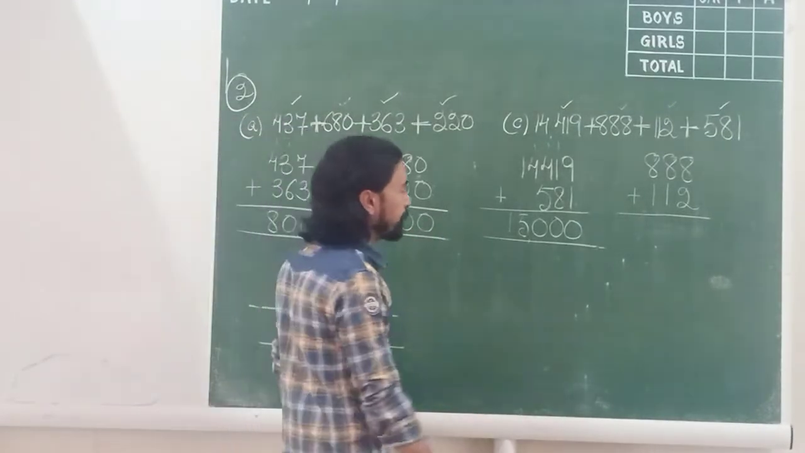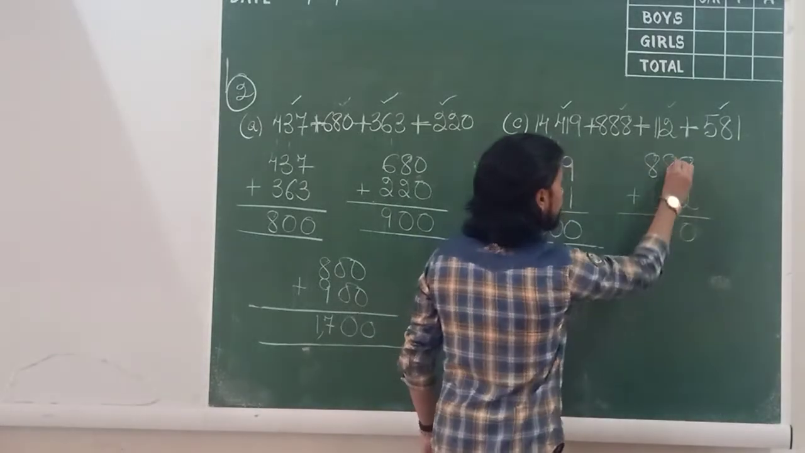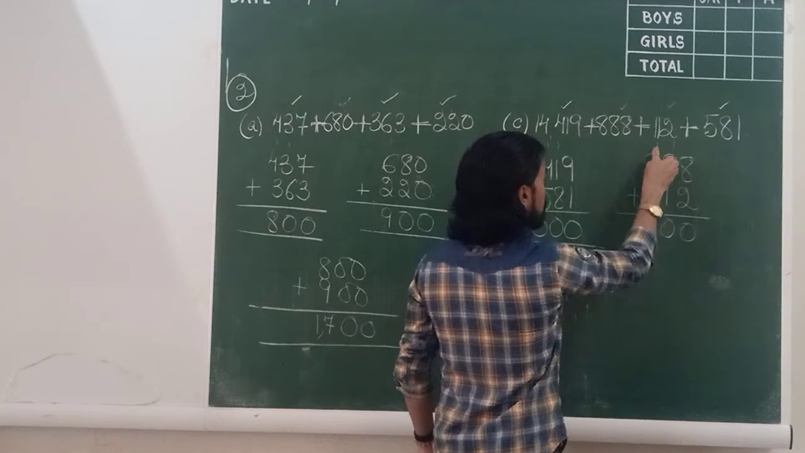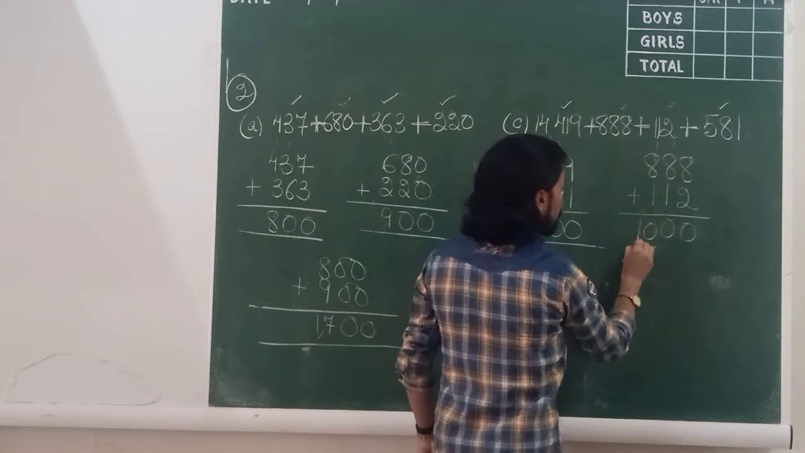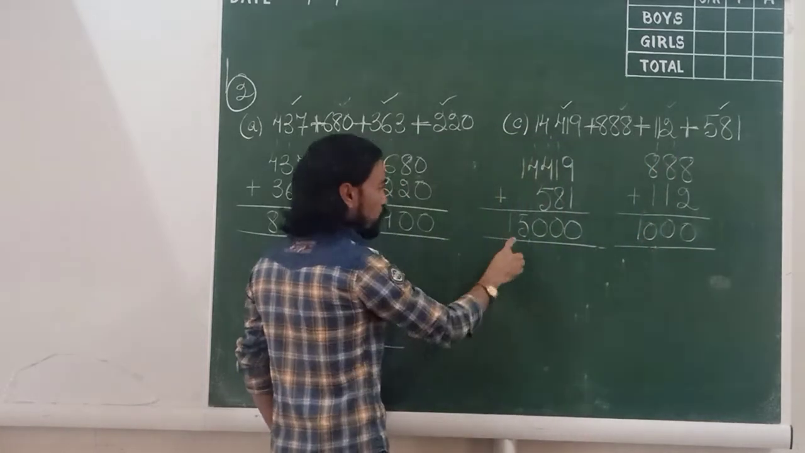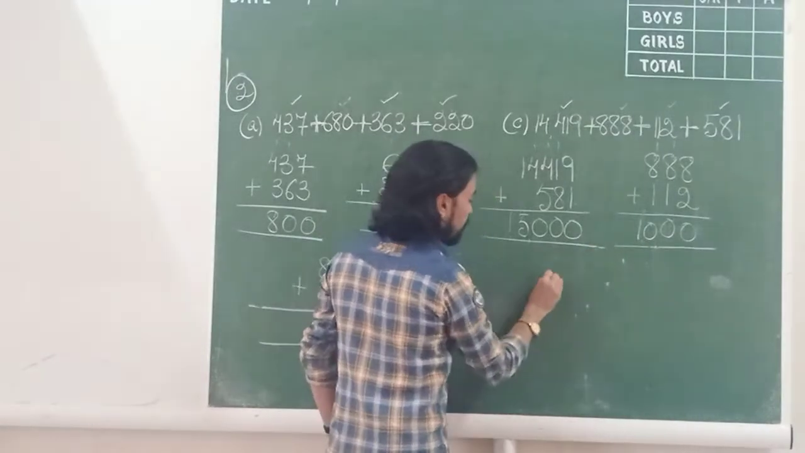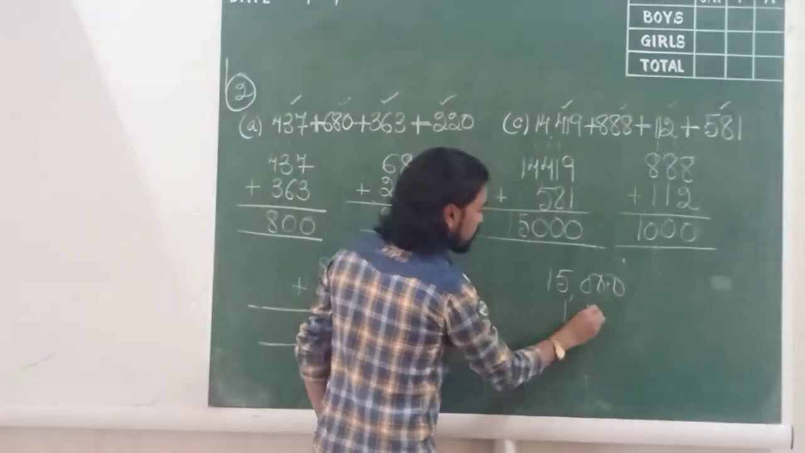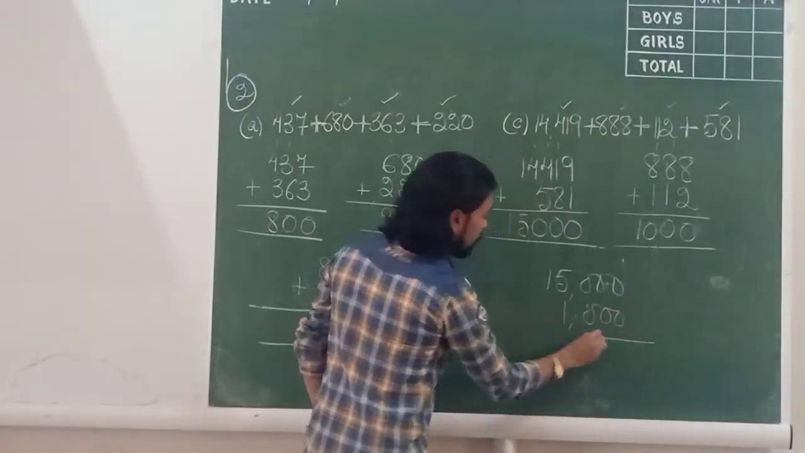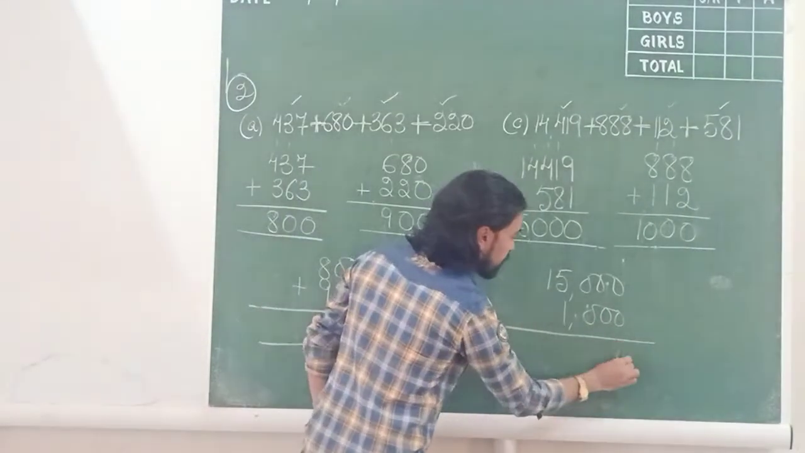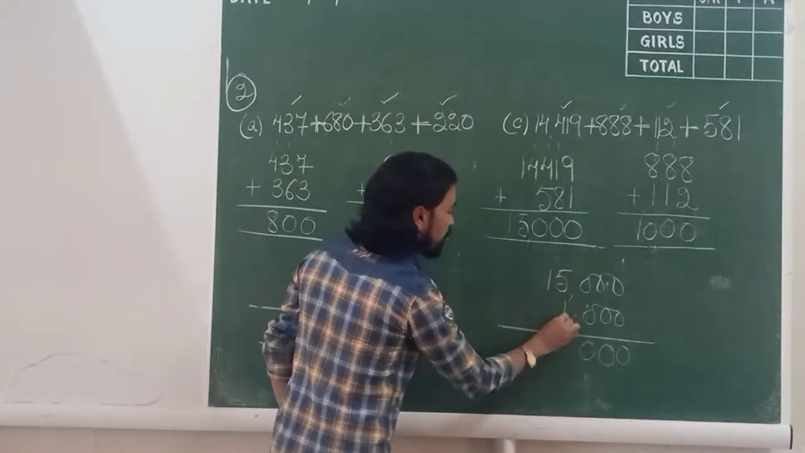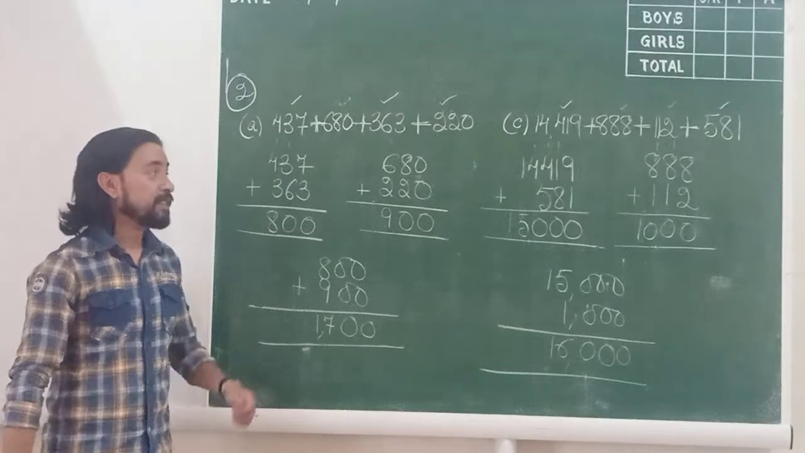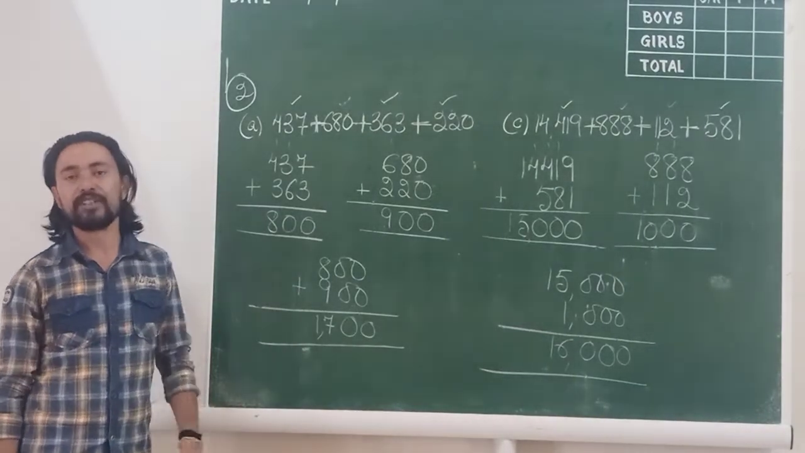Now look at that one. 8 plus 2, 10. 8 plus 1, 9 and 1, 10. So here I get 1,000. Now to 15,000 I have to add 1,000. So 15,000 plus 1,000 gives me an answer of 0, 0, 0, 5 and 1, 6 and 1. 16,000. This is called rearrangement.